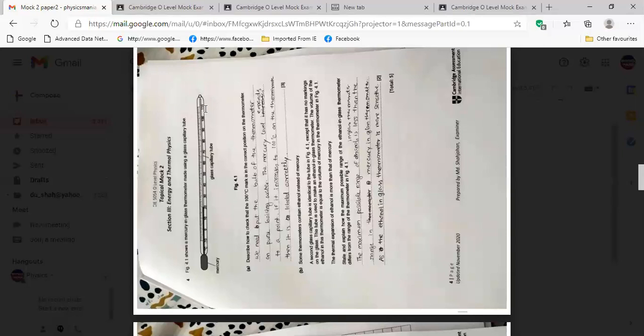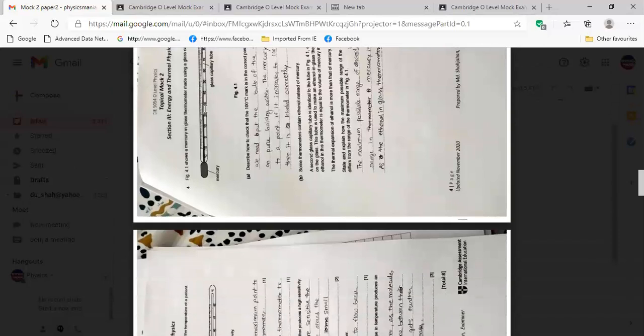So that one you mentioned here, that at lower temperature ethanol will reach the end of the thermometer. Yes, sir. At lower temperature, ethanol will reach the end of the ethanol thermometer. So, sir, here my one mark will be deducted? Yes, sir.